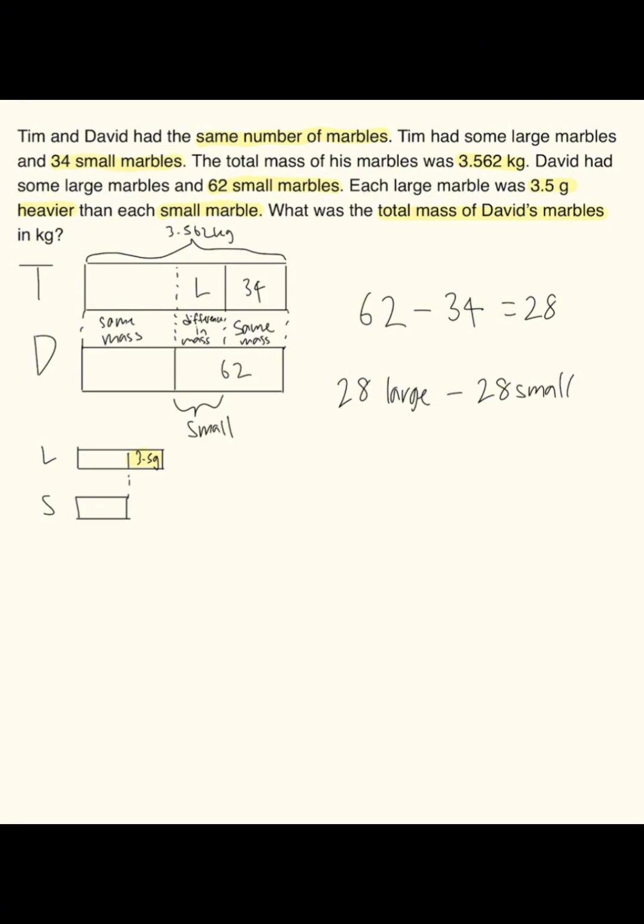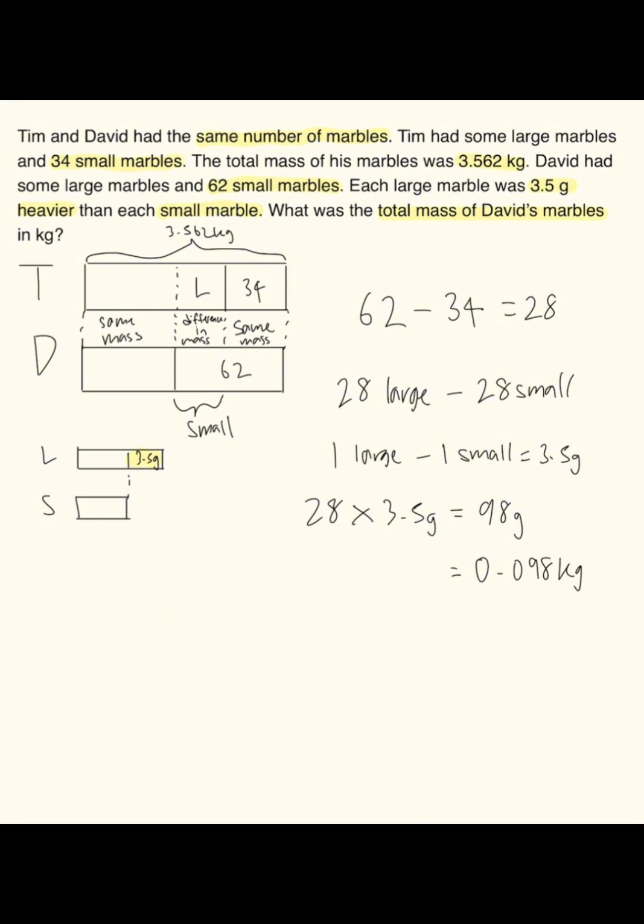Now we know that 1 large minus 1 small marble is 3.5 grams. This was given to us, and that's where we get it from our model here. So to find 28, we just take 28 times 3.5 grams. Okay, 28 times 3.5 grams, this will be 98 grams, or divide by 1000 because 1000 grams is 1 kg. So this is 0.098 kg.